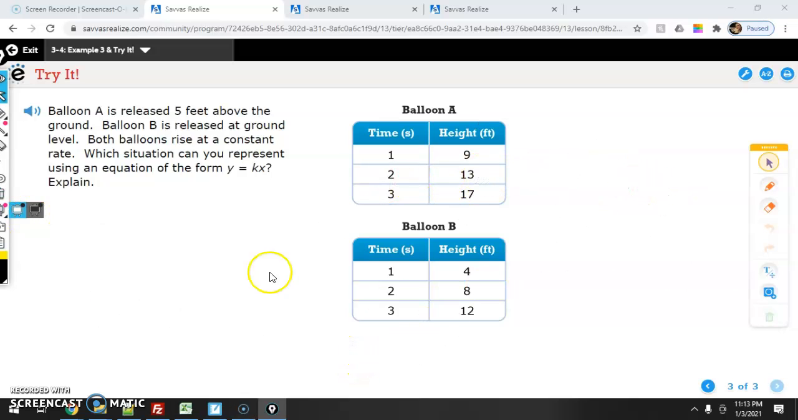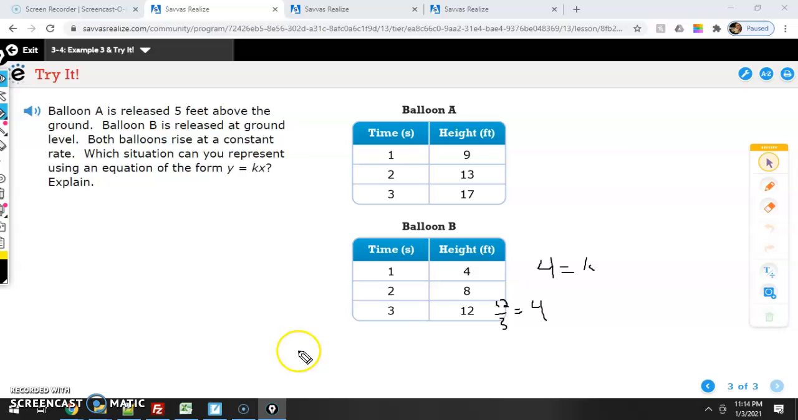Balloon B, however, cha-ching, guess what? You can write a constant of proportionality equation here. You get k equals 4 for each one of them. Okay, 8 over 2 is 4, 12 over 3 is 4, 4 over 1 is 4. Okay, so if you were showing your work, you would want to write out the ratios for each and show that they're all equal to 4.